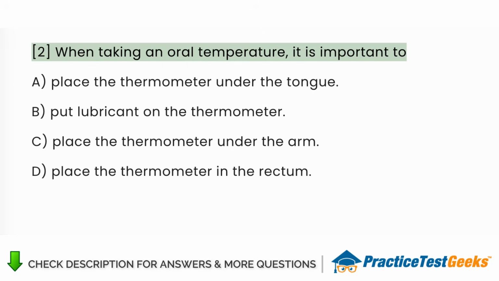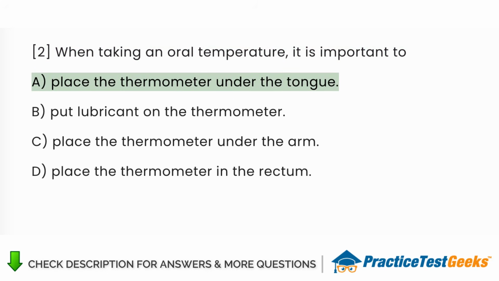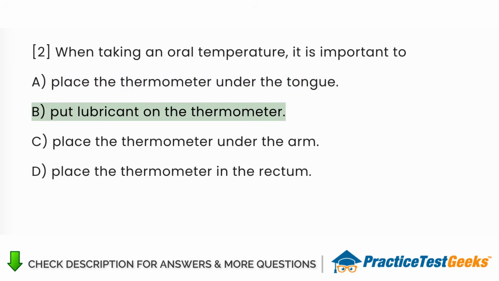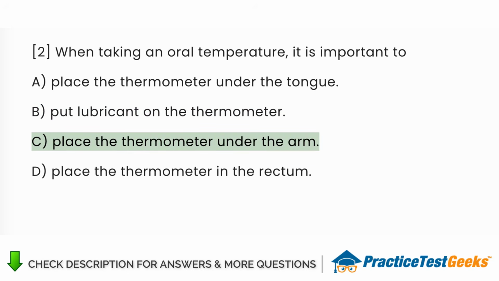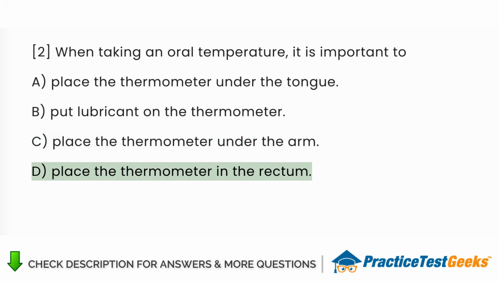When taking an oral temperature, it is important to A. Place the thermometer under the tongue. B. Put lubricant on the thermometer. C. Place the thermometer under the arm. D. Place the thermometer in the rectum.